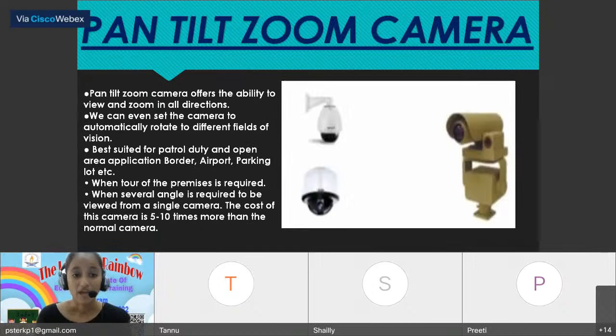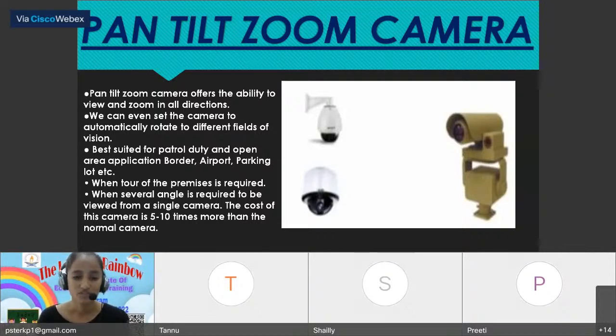Next, a pan tilt zoom camera offers the ability to view and zoom in all directions. Means through pan tilt cameras, we can take a look all over the surroundings. We can even set the camera to automatically rotate to different fields of vision, so it is suited for patrol duty and open area applications: border, airport, parking lot, etc.